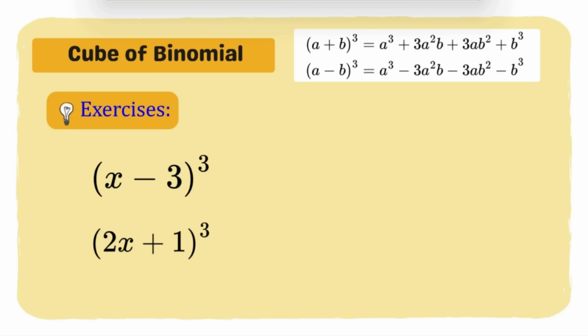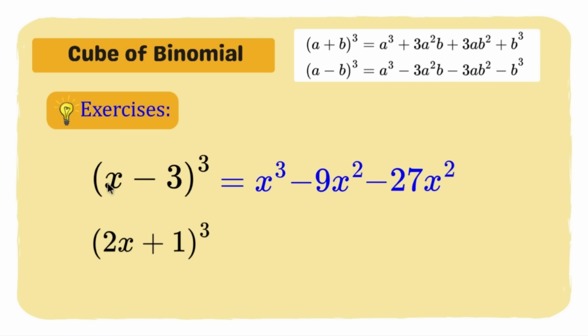For the first one, we have here, first term natin, kunin lang po natin yung cube ng first term, which is x. So, x cube is x cube. Next, kunin po natin yung square ng first term, which is x squared. Imumultiply po natin kay 3, kaya magiging 3x squared. Tsaka po natin ulit imumultiply sa constant na 3, kaya magiging 9x squared.